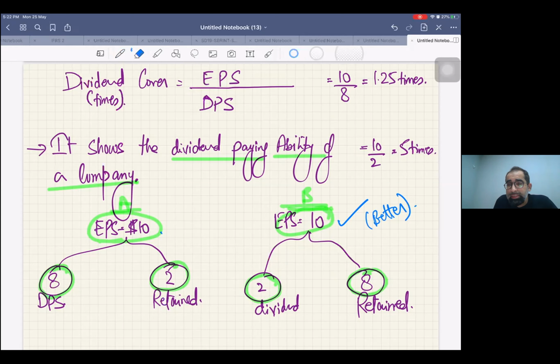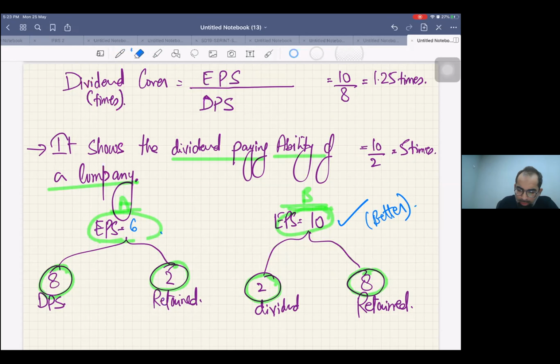Look at company A. This year company A's EPS is $10. What if next year this EPS becomes $6 or $5? So when your EPS becomes $6 or $5, do you think this company can pay $8 next year? No. So that means these dividends are not sustainable. These may not be consistent dividends.